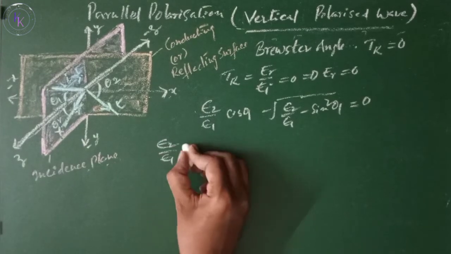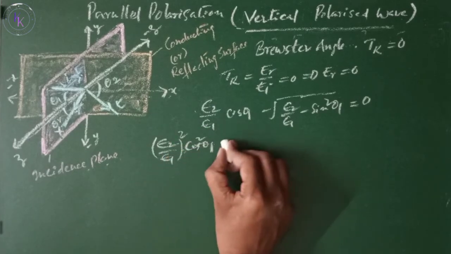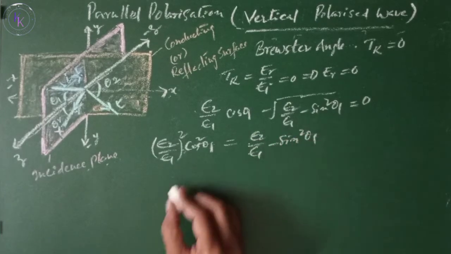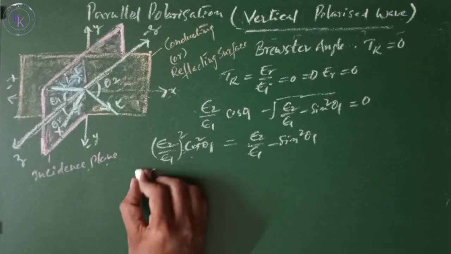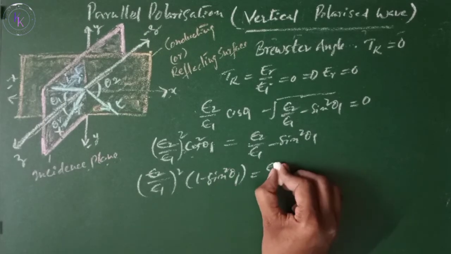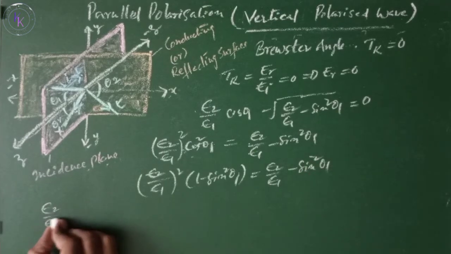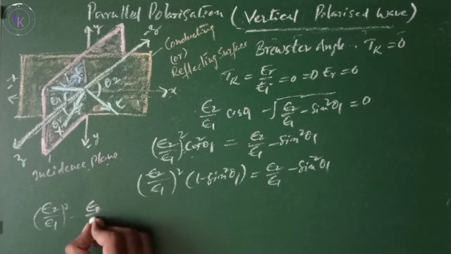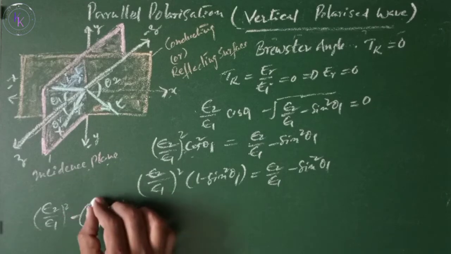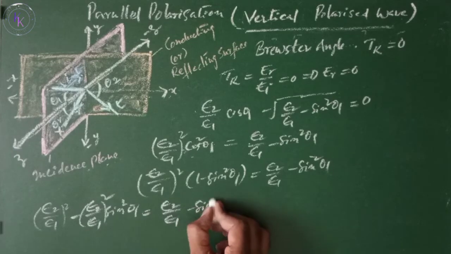(ε2/ε1 cos θ1) whole square equals ε2/ε1 minus sin²θ1. And this you can write as (ε2/ε1) whole square times (1 minus sin²θ1) equals ε2/ε1 minus sin²θ1. So (ε2/ε1) whole square minus (ε2/ε1)² sin²θ1 equals ε2/ε1 minus sin²θ1.